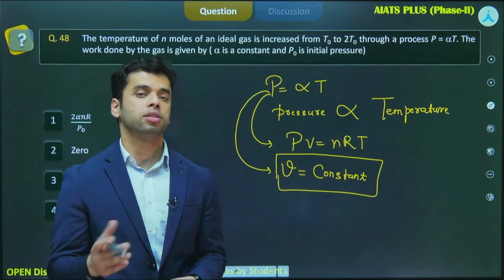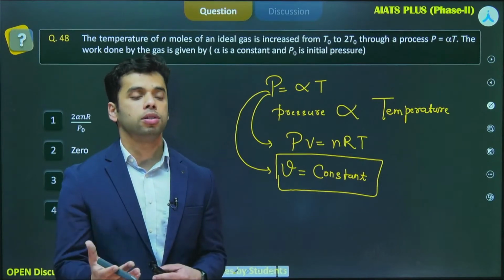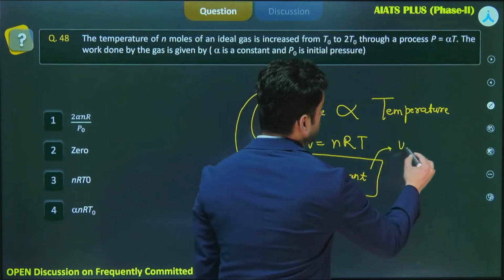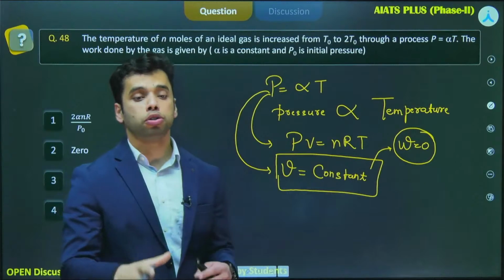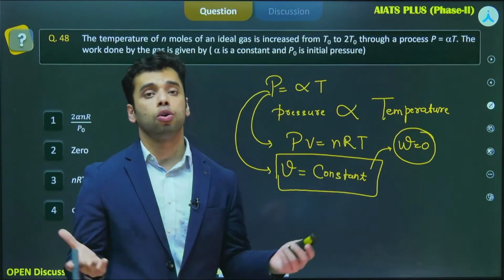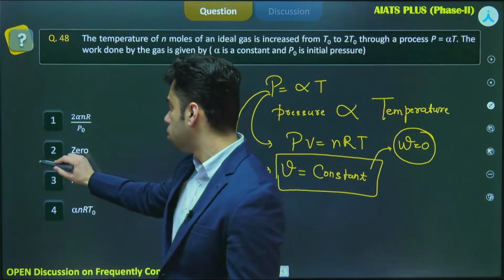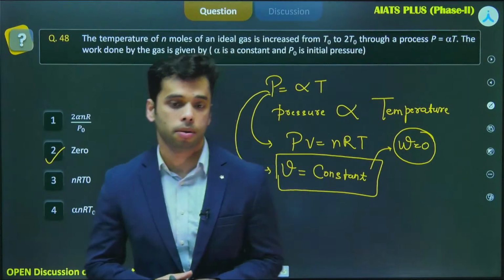If volume is constant, then what should be the work done? If volume is constant, then the work done will be equal to 0. So work done will be equal to 0. If this is the process equation in which pressure is proportional to temperature, the work done will be 0 because volume is going to remain constant. So the correct answer to this problem should be equal to 0. Option 2 is the correct answer to this problem.